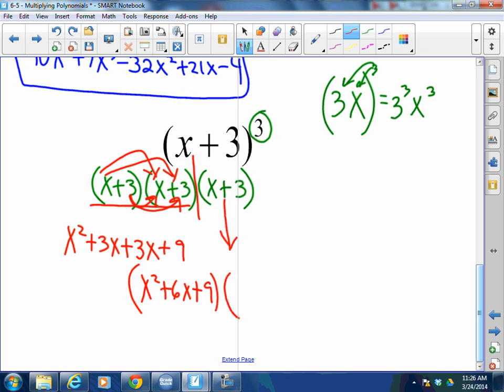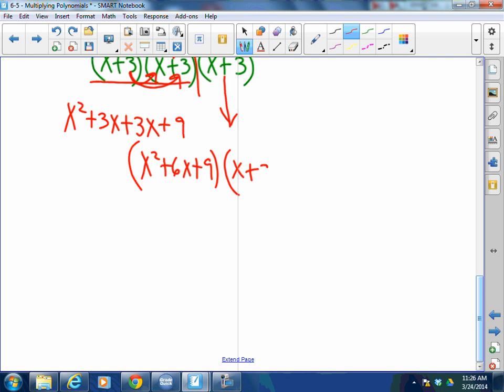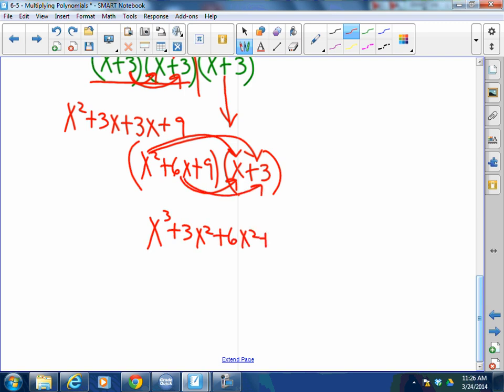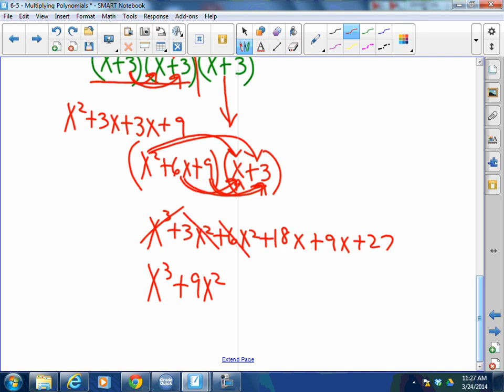times. Now you drop down the third one. X plus 3. And now distribute again. What's x squared times x? X cubed. X squared times 3 is 3x squared. 6x times x is 6x squared. 6x times 3 is 18x. 9 times x is 9x. 9 times 3 is 27. So I have x cubed plus 9x squared plus 27x plus 27.